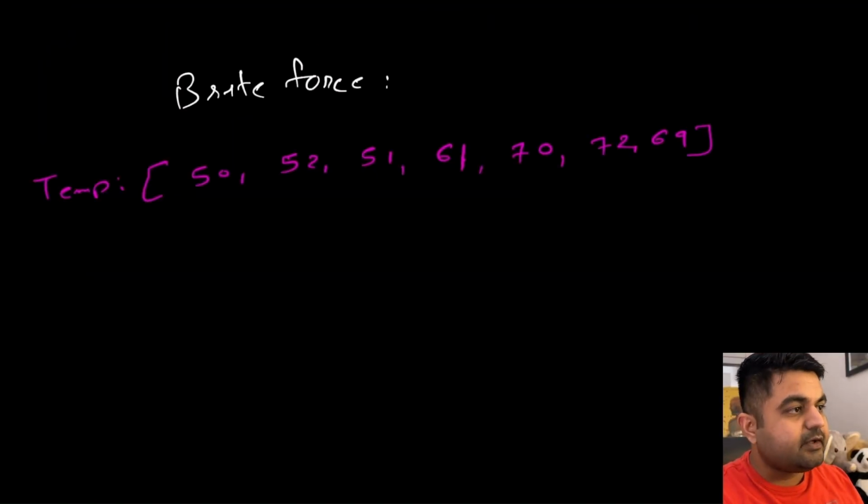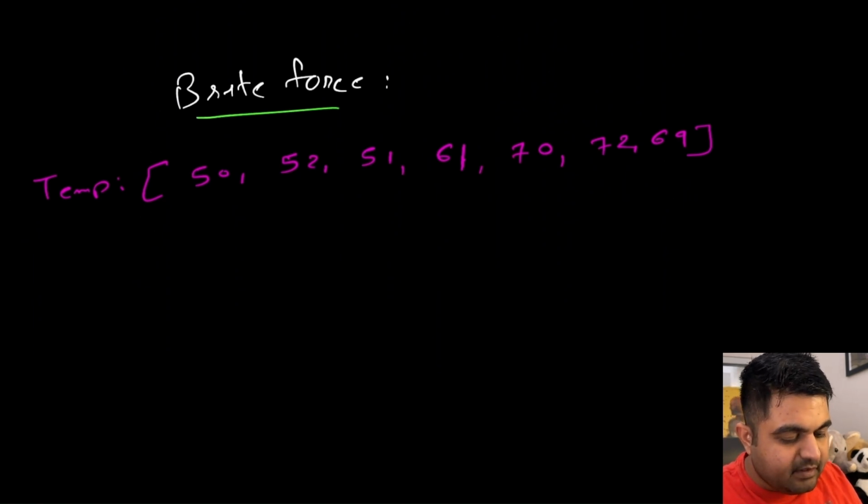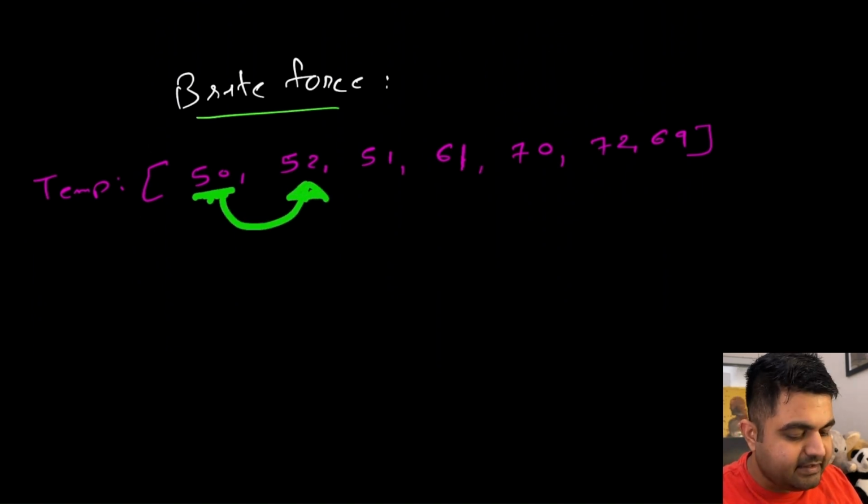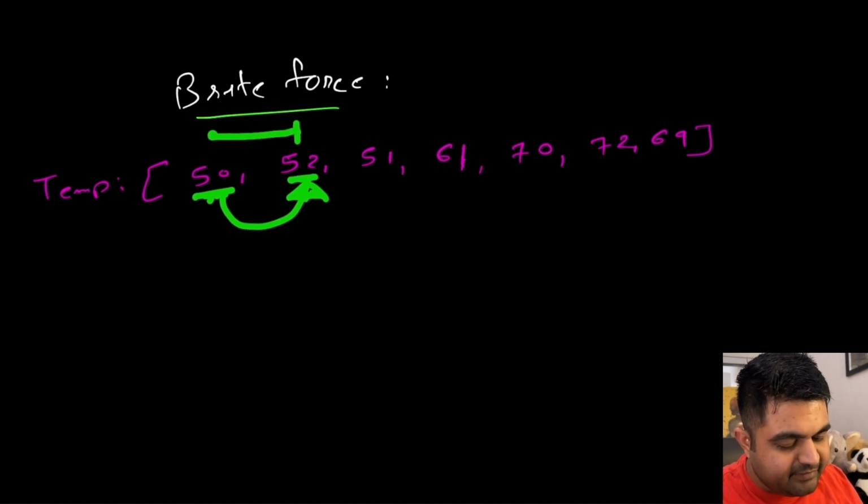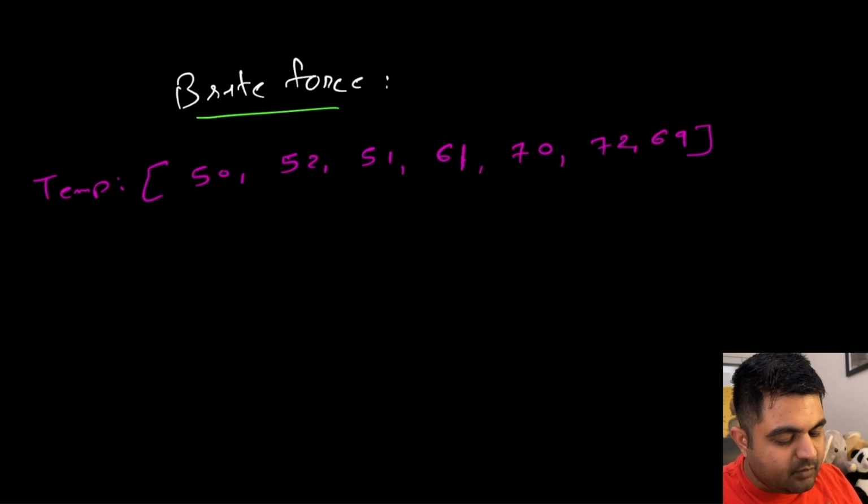Okay, so first let's try to understand a brute force approach to solve this problem. The idea is very simple. We simply go to a day and then we keep on iterating the array until we find the next day that has a higher temperature. The moment we find this one, we find the difference between the index positions, and whatever the difference is, we mark that in the answer. So for this first one, we can mark 1 as the answer.